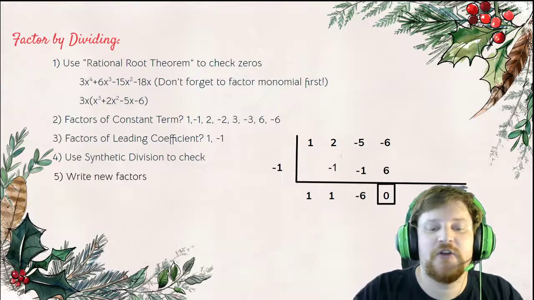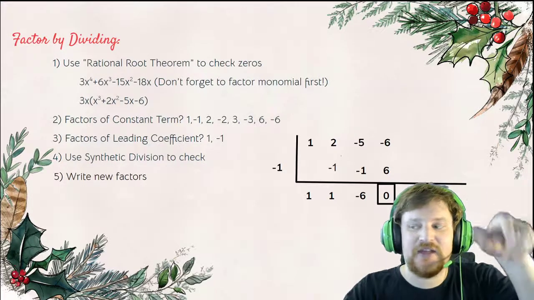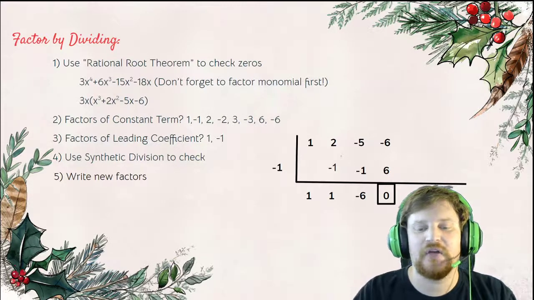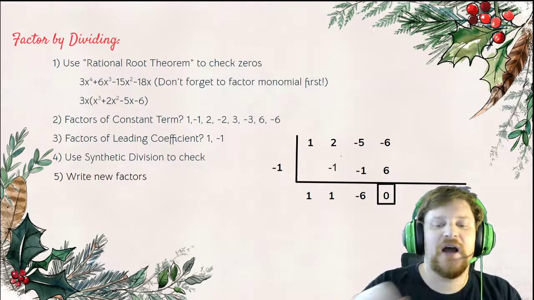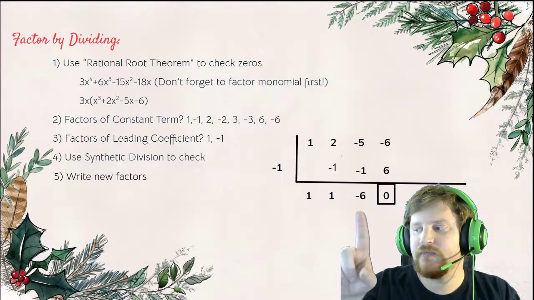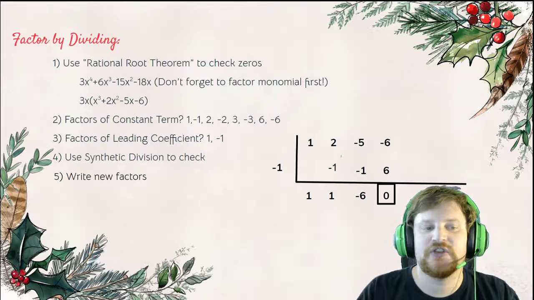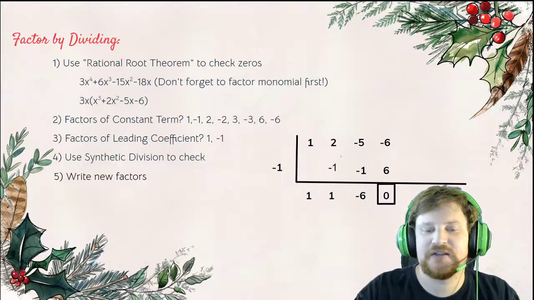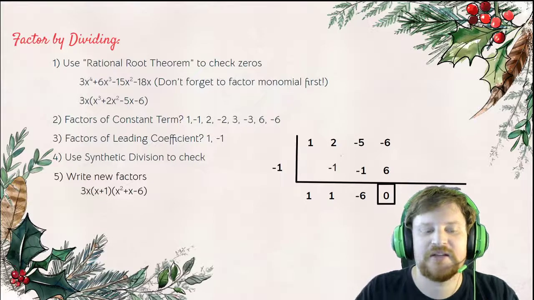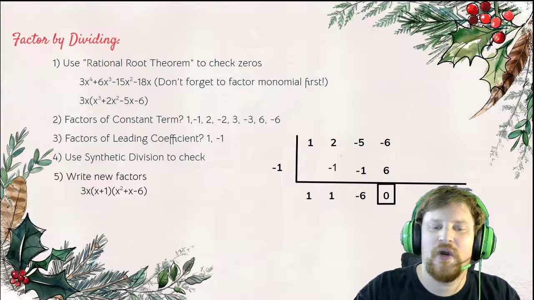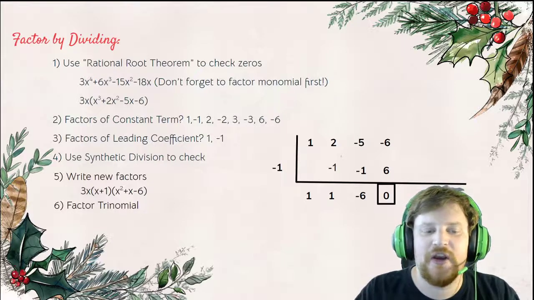So when we rewrite our new factors, we keep that 3x, that first monomial that we pulled out. Now we know that we've got x plus 1 as well, but we've also got our row here. That's going to be another polynomial that we have to write in. Since we started with x cubed, that's going to be x squared plus x minus 6. So we have our 3x, our x plus 1, and our x squared plus x minus 6. Our final step here, because we're not quite done yet, is to factor our trinomial.